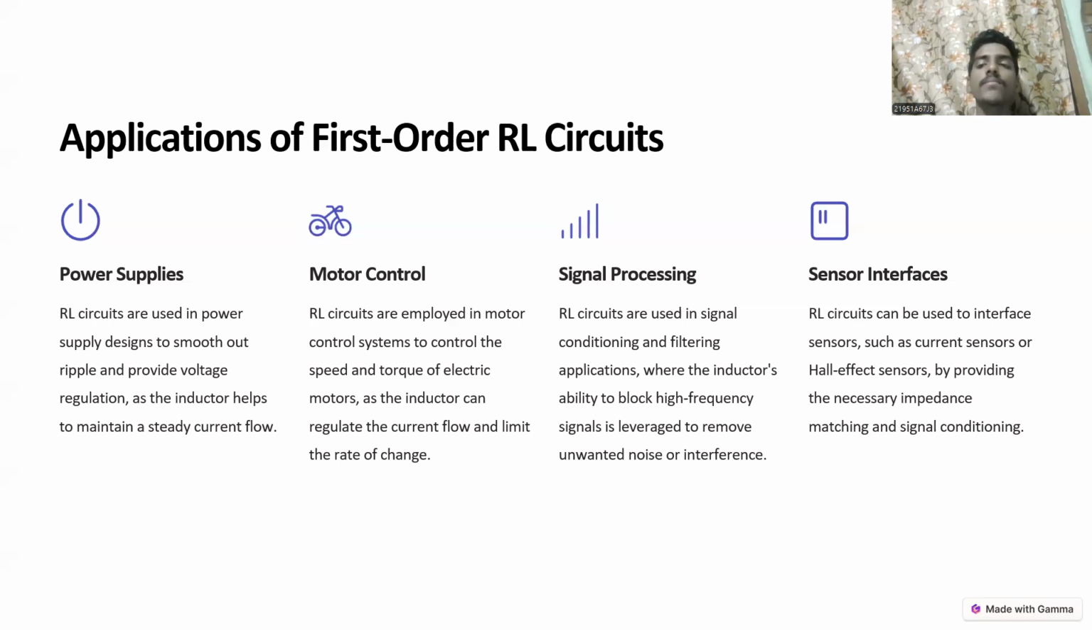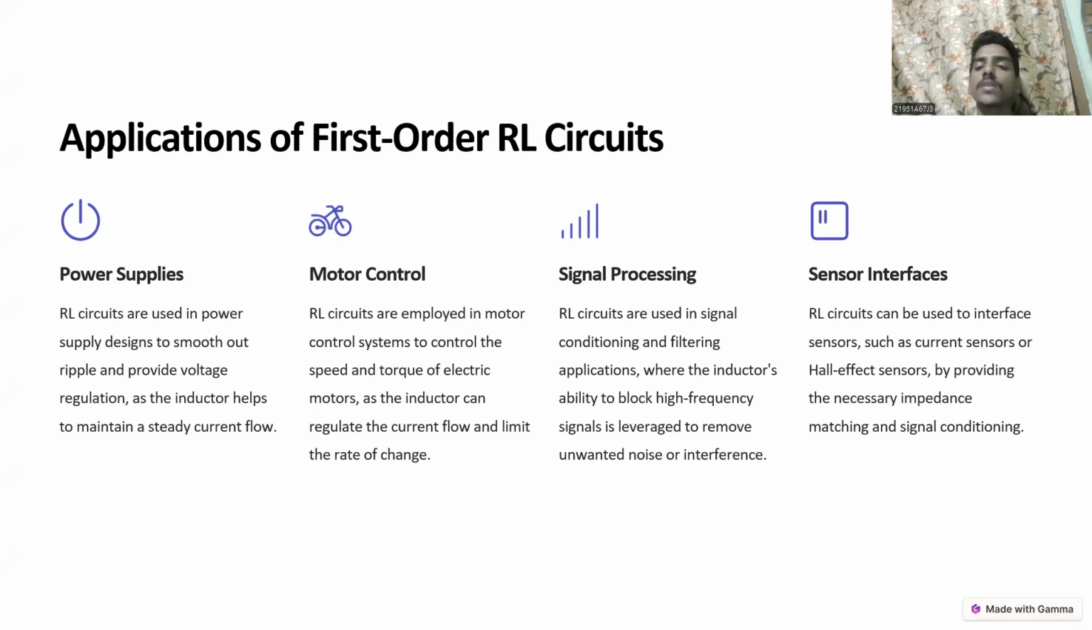Signal processing. RL circuits are used in signal conditioning and filtering applications, where the inductor's ability to block high frequency signals is utilized to remove unwanted noise or interference.